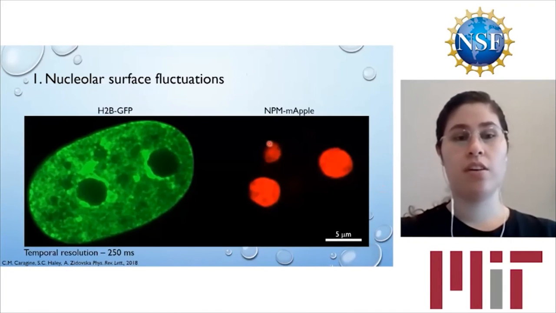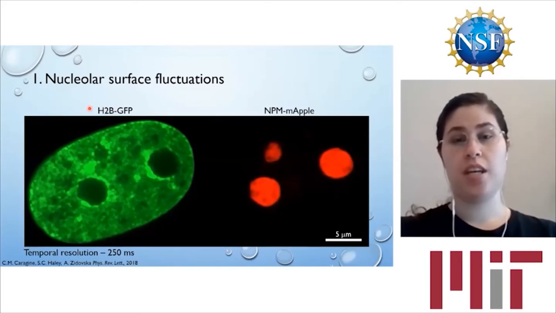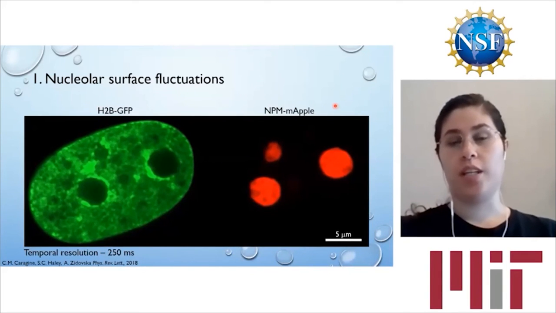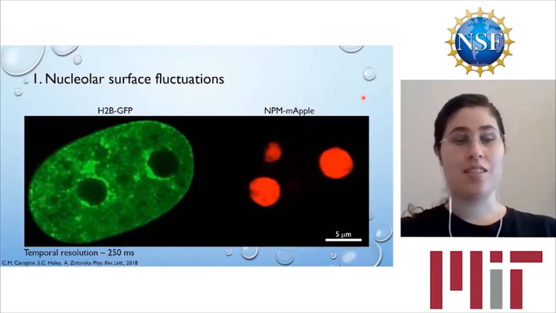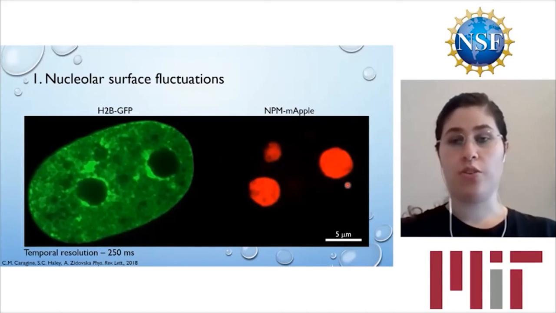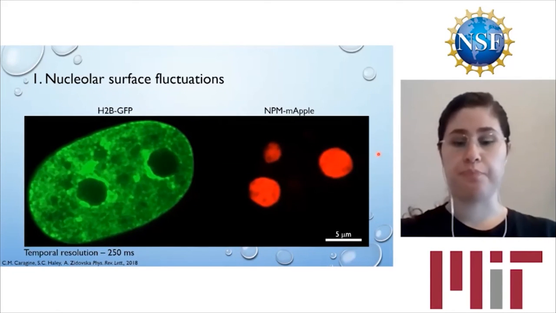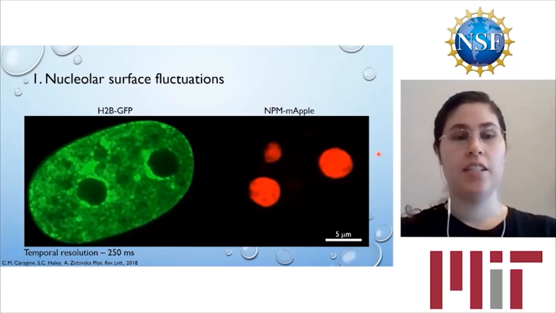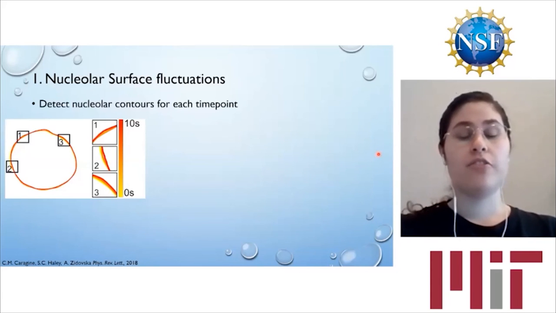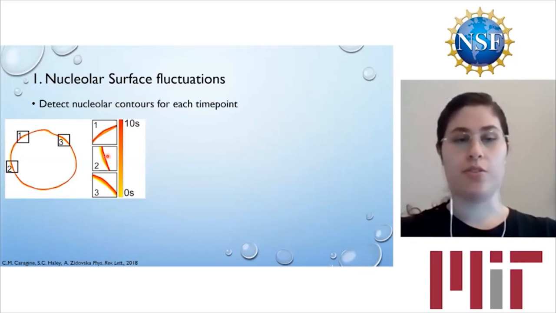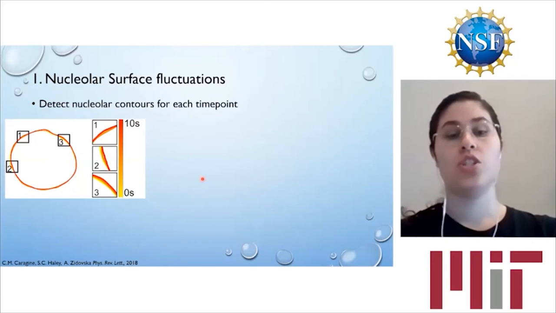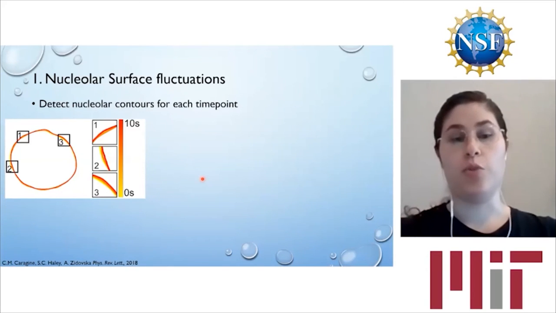So in this video here, on the left we see chromatin labeled with H2B-GFP, and on the right we see nucleoli labeled with NPM1-mApple. And in this video, you can see that it's not static. The surface of the nucleolus moves with time. Well, let's quantify that. For every frame in our movie, we get nucleolar contours, which are shown here. And you can see that they're not static, as you also saw in the video. These contours change with time, so the nucleolus is moving.